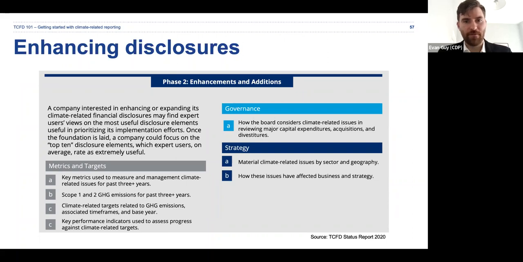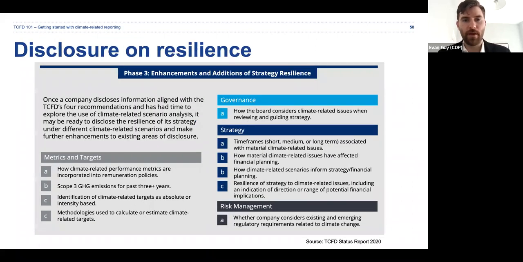So now at this stage, you've covered risk management, governance, metrics and targets, strategy, the four pillars. But with this third phase that the TCFD recommends, you can really look to bring all of these together. So all four pillars of the TCFD should be looked at in this third phase. But the particularly challenging one that the TCFD recommends to leave to last comes under that strategy pillar. And it's about building on those second phase enhancements by adding strategy resilience. And so this can be a challenging area.